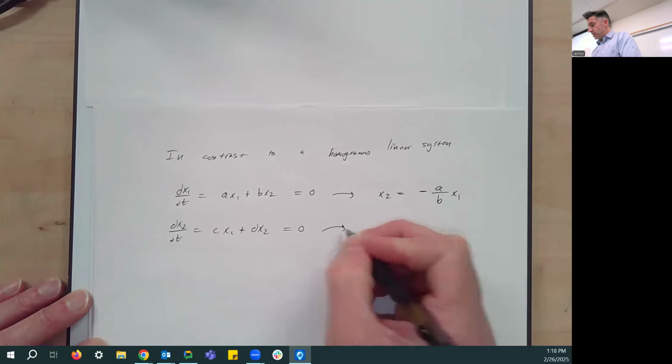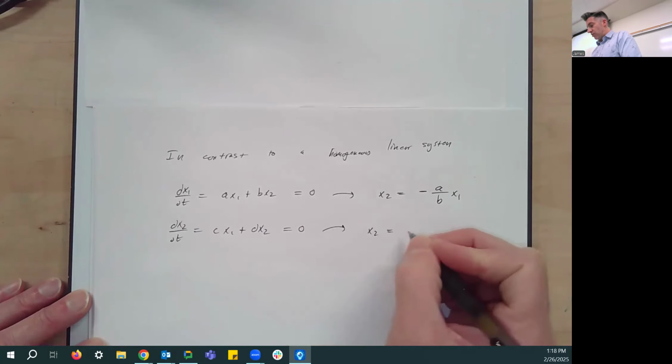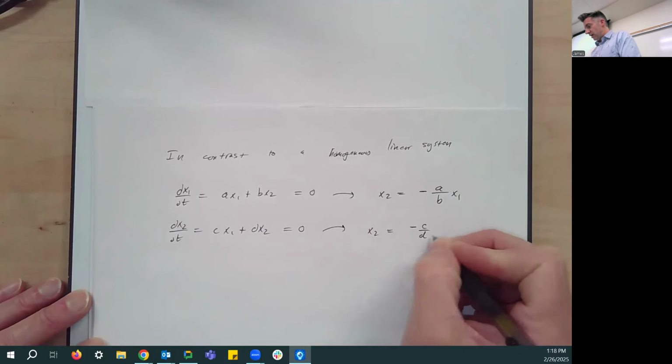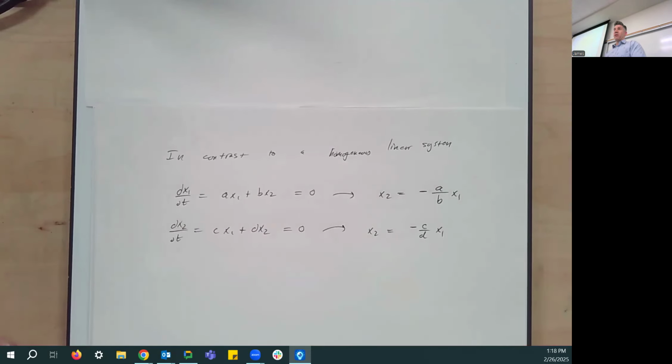So is this: x2 equal to negative c over d times x1, or y equals negative c over d times x. And as long as those slopes aren't the same, the origin is the only point of intersection of these two lines. So the origin is the only equilibrium. And we almost never deal with the case where these are the same, so we're not going to worry about it.